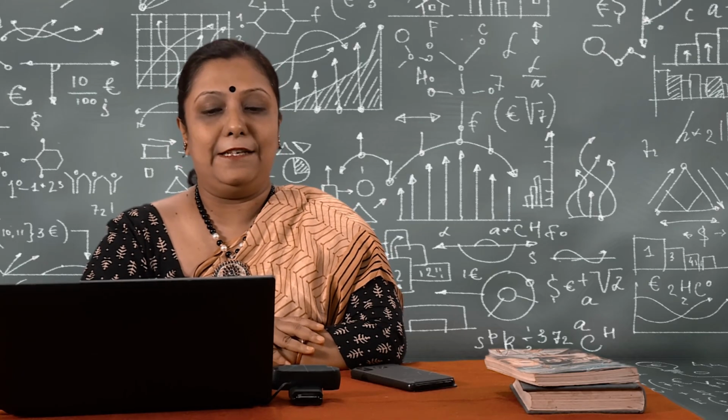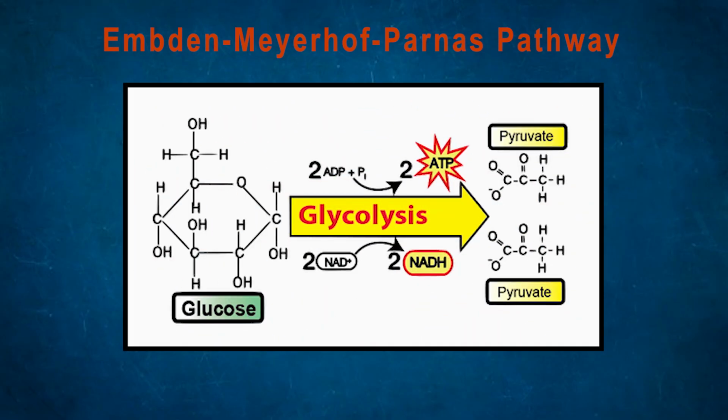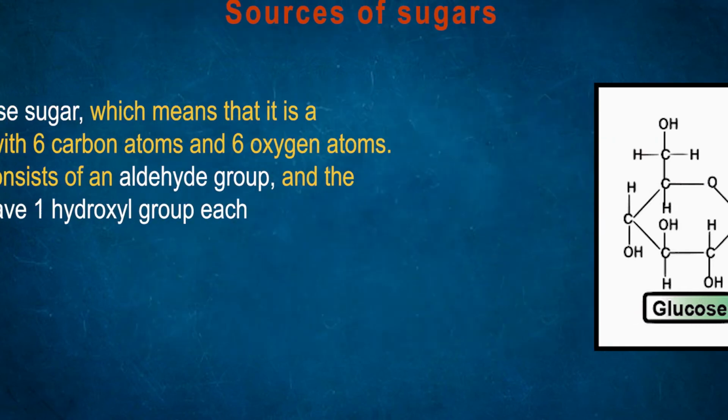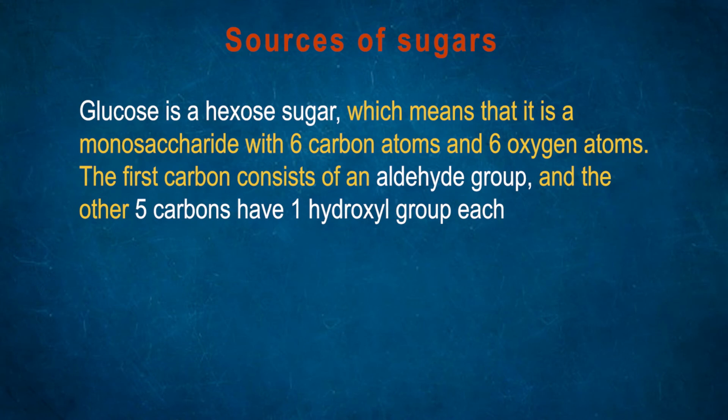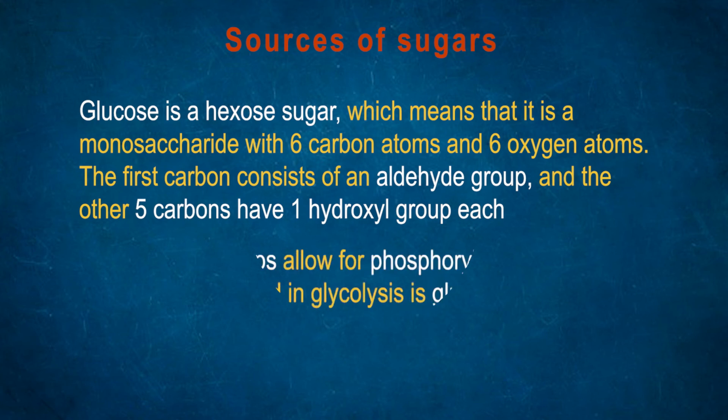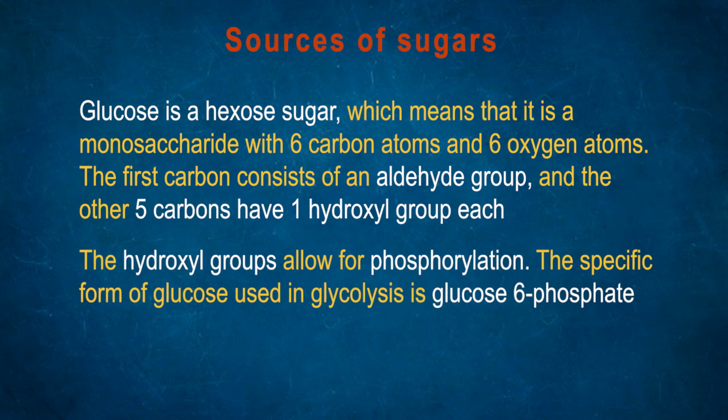Specific insight and significance. It is also called the Embden-Meyerhof-Parnas pathway. Glucose is a hexose sugar, which means that it is a monosaccharide with 6 carbon atoms and 6 oxygen atoms. The first carbon consists of an aldehyde group and the other 5 carbons have 1 hydroxyl group each. The hydroxyl groups allow phosphorylation. The specific form of glucose used in glycolysis is actually glucose 6-phosphate.